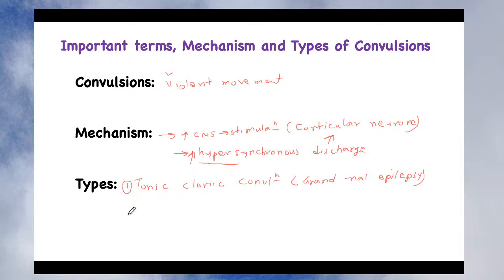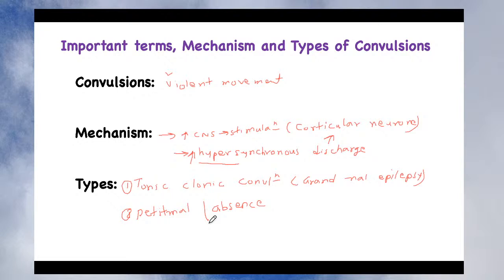The second type of epilepsy is called petit mal convulsion. I am quickly writing that type of convulsion here. It is called petit mal, or also absence seizure. What happens in the first convulsion? There is complete loss of consciousness. But in petit mal convulsion, there is no loss of consciousness, and it is characterized by sudden cessation of ongoing conscious activity.